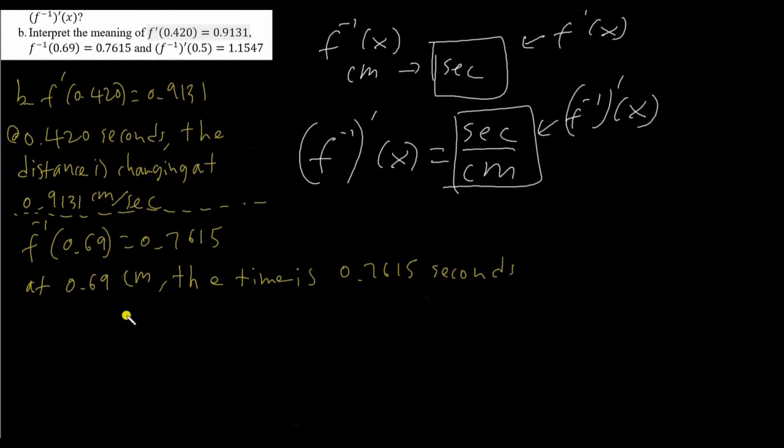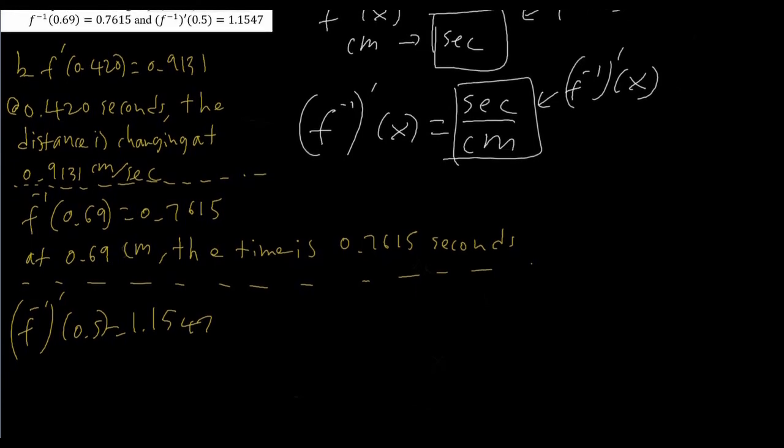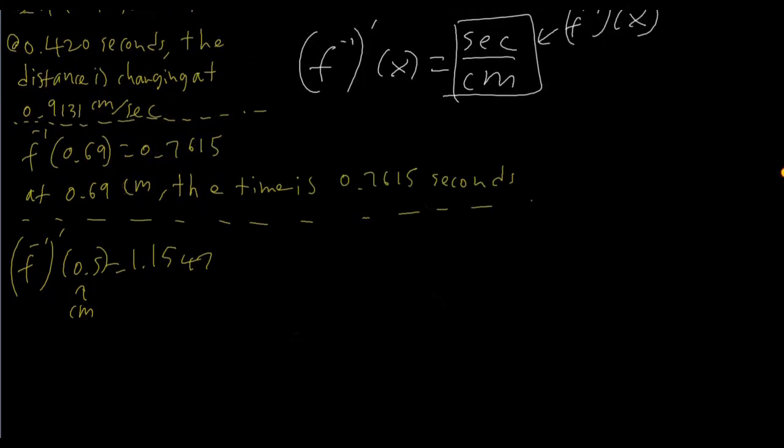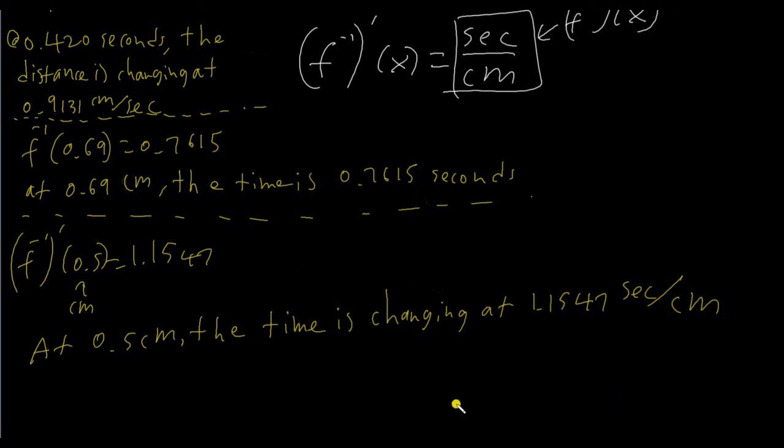Okay, and then for the third part, we're looking at this. And then remember how it's going to be in seconds per centimeter, and we're still going to be inputting a value in centimeters like we always are. So at 0.5 centimeters, it's the time that's changing, right? We're seeing how quickly time is changing with respect to distance. So the time is changing at 1.1547 seconds per centimeter.